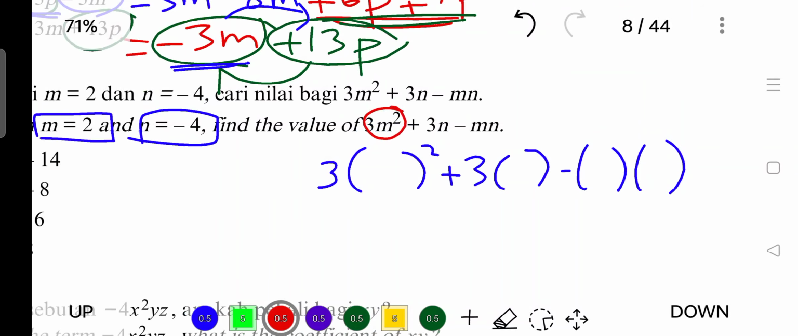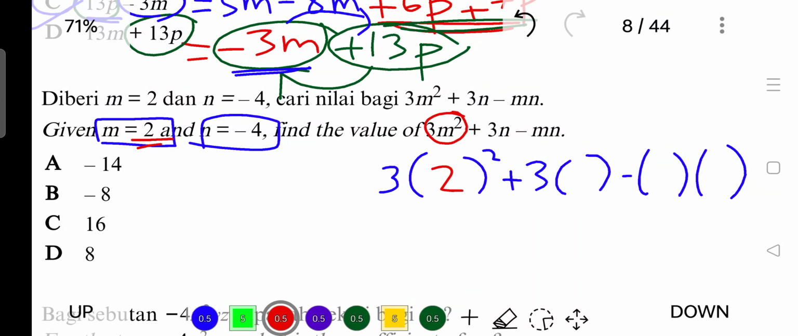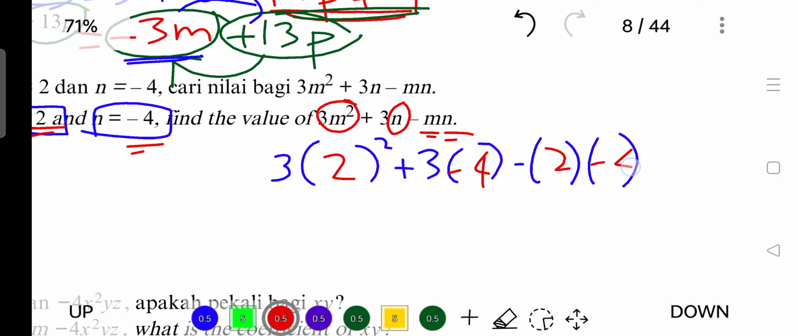Next, you check what this is. M is 2. What is this? This is n, which is negative 4. What is this? M is 2. And what is this? N is negative 4. You put it there as negative 4, right?